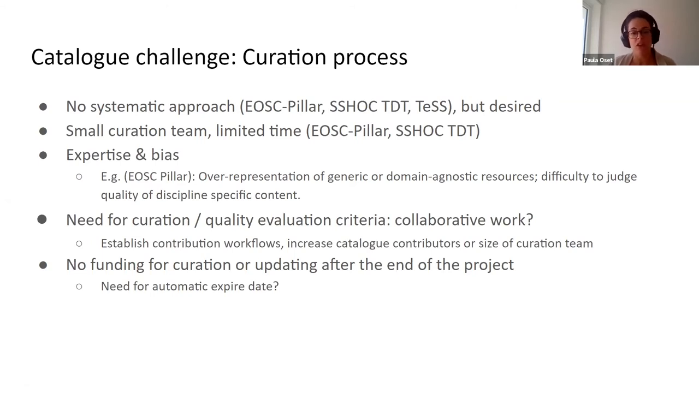So I think we have this general feeling that there is some need for quality evaluation criteria or curation criteria. And it has been mentioned in the past whether we could do this collaboratively. So things that could lead us to establish some collaboration workflows so that we can increase the number of people that contribute to the catalog or that the curation team can become wider, etc. Also another challenge in relation with curation is that there is usually no funding for curation after the project has finished. So how do we make sure that the content of the catalog remains of quality after some time has passed, and whether we would need some sort of deadline or expiring date for some of the material? So these are some questions that have popped up.